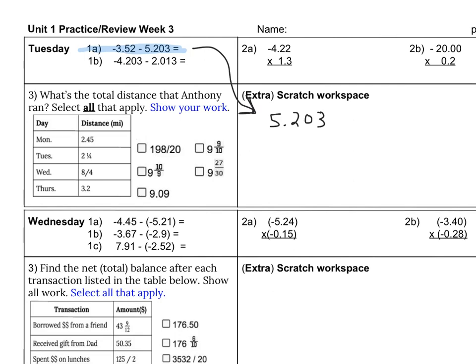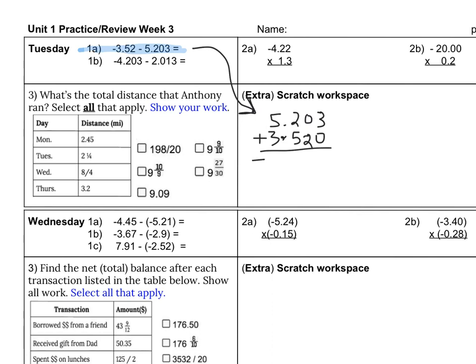All right, so for problem 1A, since we're subtracting a negative, like you can see a negative 3.52, subtract 5.203, those are the same sign, so we're going to add them together and then keep our answer negative. Okay, 5.203, and we're going to need to line up the decimal with 3.52, and since there's nothing behind it, we're going to put a 0 as a placeholder. Okay, now going to add them together, but we know our final answer is going to be negative.